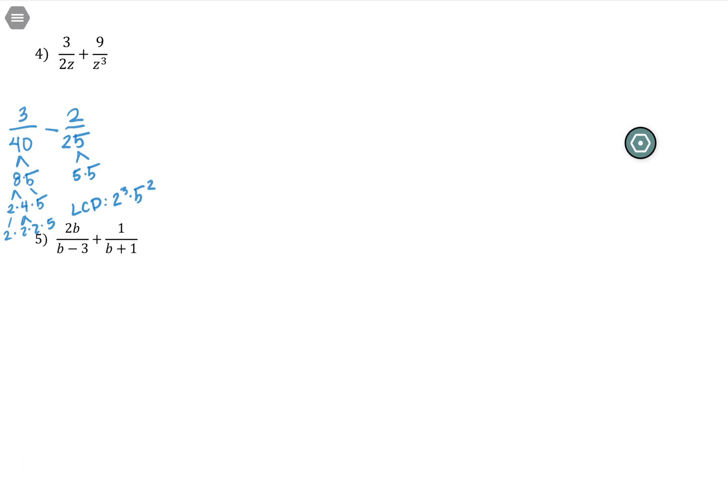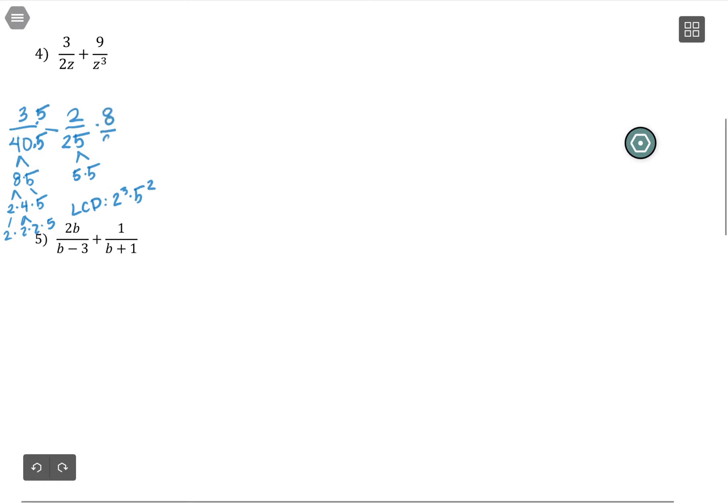And then it's just a question of what is each one missing. So the first one is missing a 5. We'd multiply top and bottom by 5. The second one is missing 2 cubed, an 8. So we'd multiply top and bottom by 8. So we're going to get 40 times 5. So 200 is our denominator.